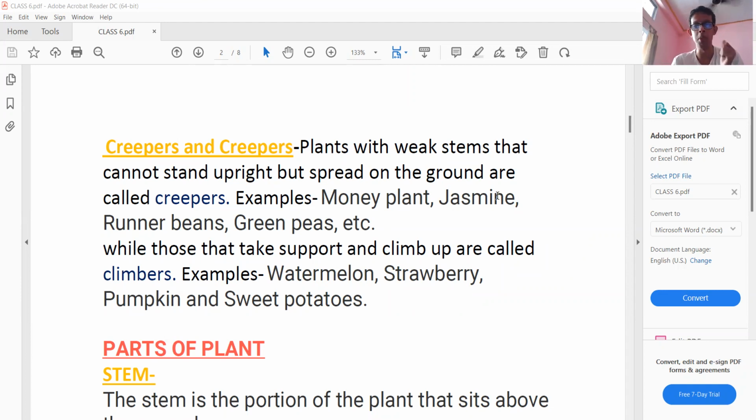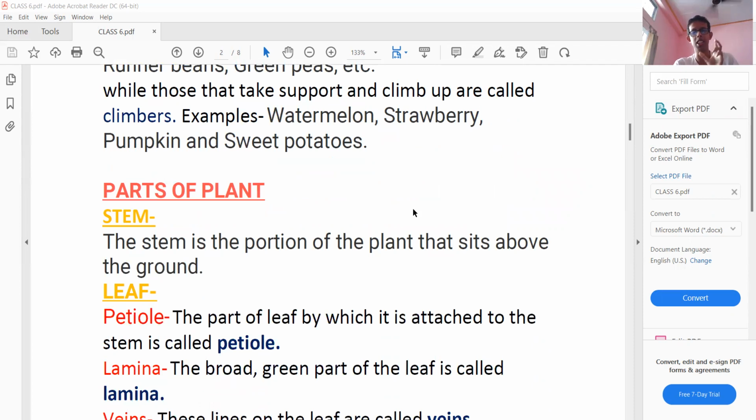What are climbers? Climbers are the plants that climb upon another plant. Example: the watermelon, strawberry, pumpkin, etc. So now let's come to what are the parts of the plant. Number one is the stem. Stem is the portion of the plant that stands above the ground.